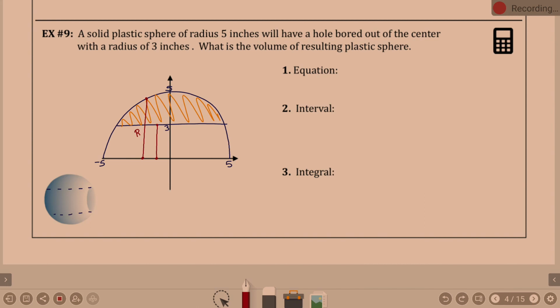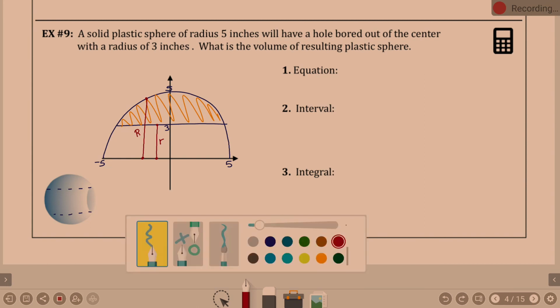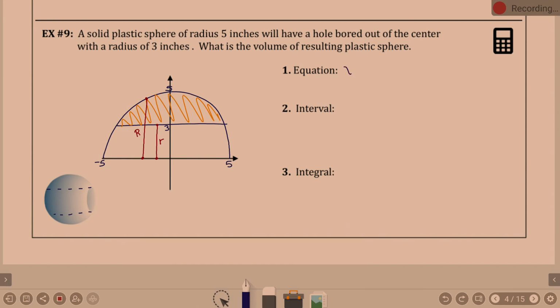Now, we need some equations. What's the equation of a circle with radius 5? x squared plus y squared equals 5 squared, when it's centered at the origin. What are we going to need to solve in terms of here? What are we going to be rotating around? The x. So that means it needs to be y equals the square root of 25 minus x squared.